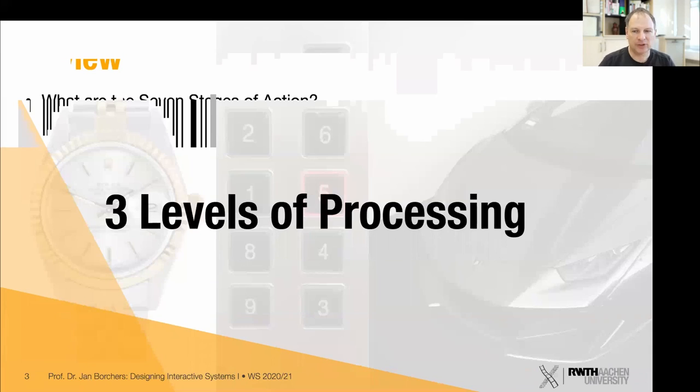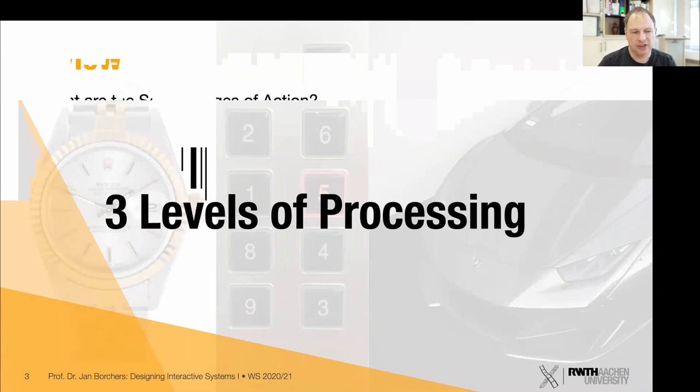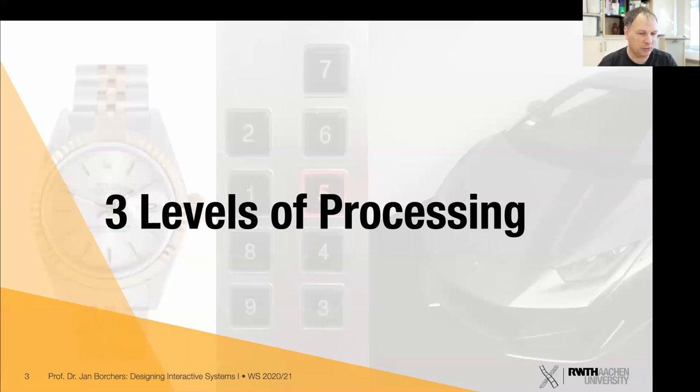All right, so today we're going to jump into a continuation of that topic, which is the 3 levels of processing. This was actually something that was first mentioned by Norman in a different book of his, Emotional Design, but it made it back into the 2nd edition of this book here.